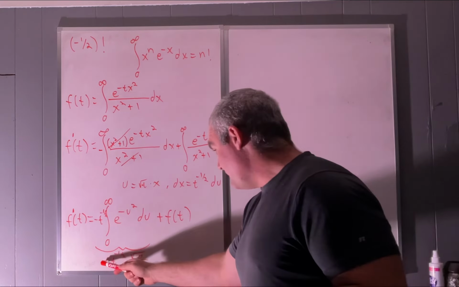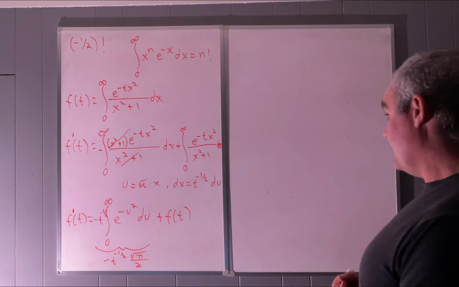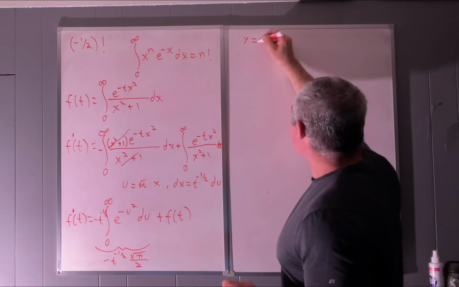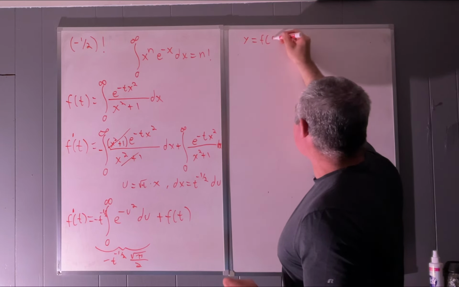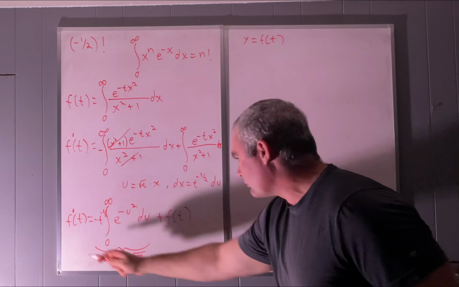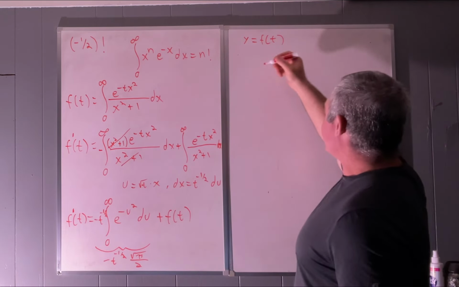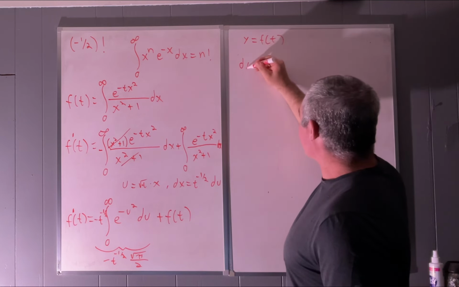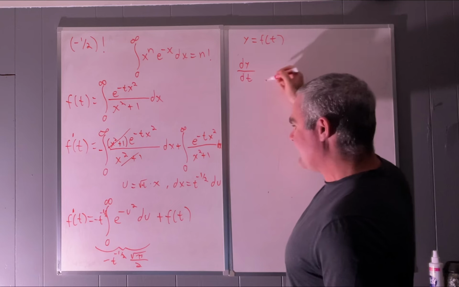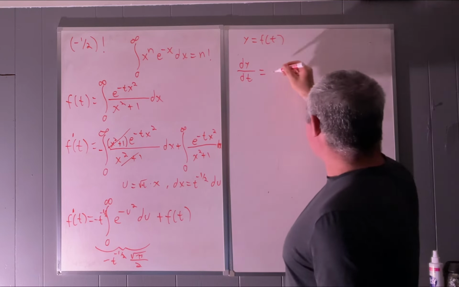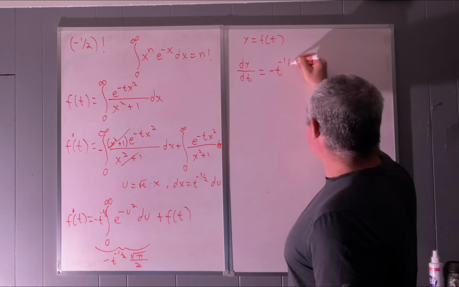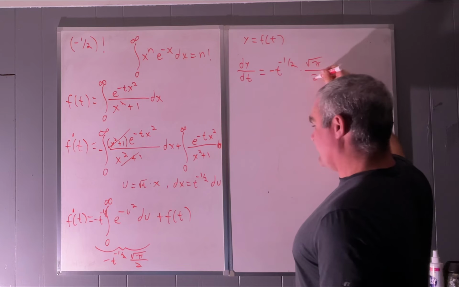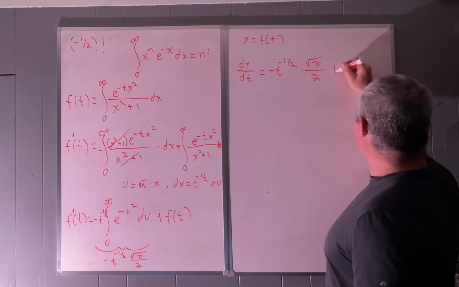And then we have that minus t to the negative 1/2. All right, so let's call our function of t something else. Let's say y is equal to f of t, just to call it something else, and then we'll rewrite this using, I believe, Newtonian notation. So we're just going to say that the derivative of y with respect to t is equal to negative t to the negative 1/2 times the square root of pi over 2 plus y.